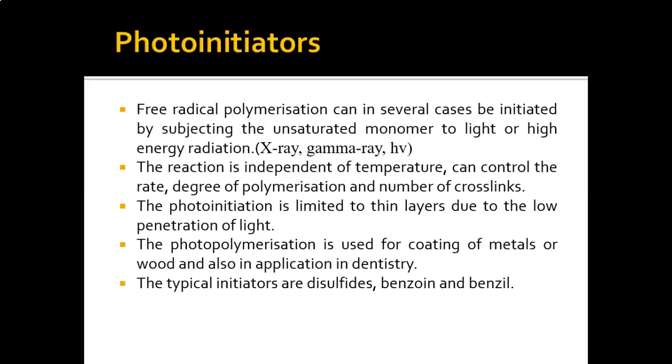Okay, we look at the photoinitiators. Radical polymerization can in several cases be initiated by subjecting the unsaturated monomer to light or high energy radiation, for example X-ray, gamma ray, and ultraviolet. And the radiation is independent of temperature, can control the rate, degree of polymerization, and number of cross-linking. And the photoinitiation is limited to thin layers due to the low penetration of the light.